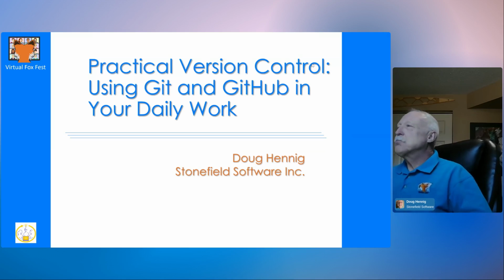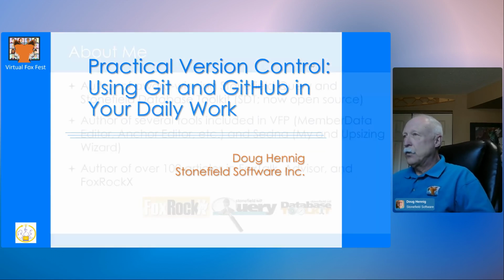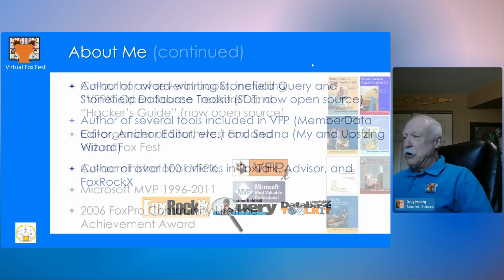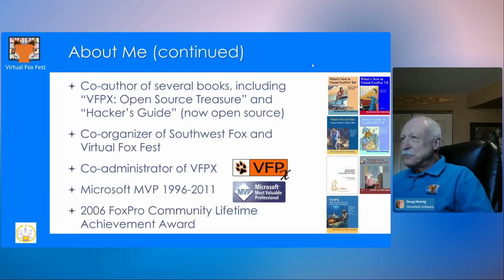So this session is practical version control using Git and GitHub in your daily work. My name is Doug Henning. I'm a partner with Stonefield Software. The next two slides tell you a little bit about me, but basically it's just a long way of saying I've been around for a long time and I've done a bunch of stuff. So I won't bother going through the details.